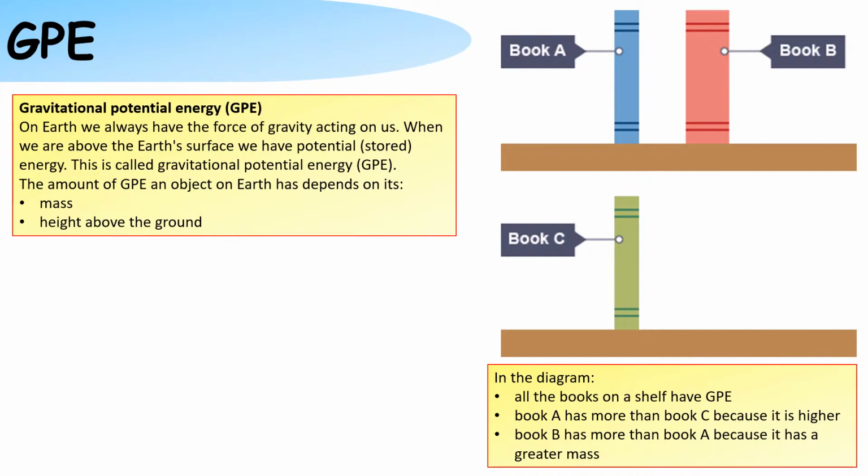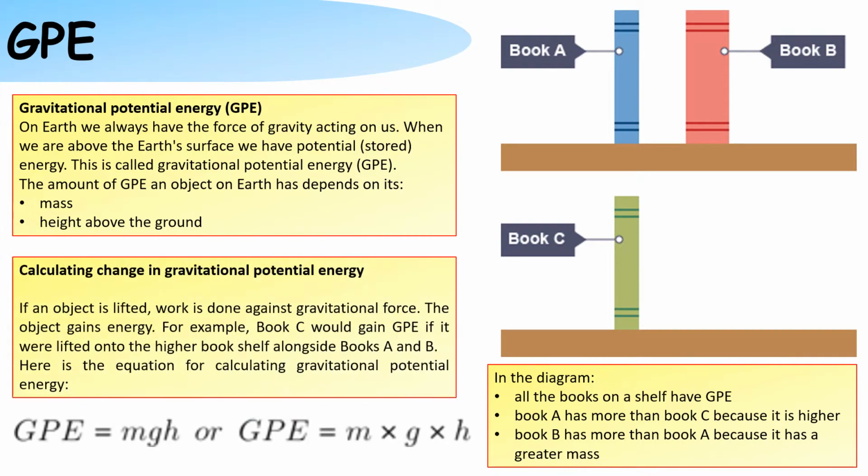The diagram above shows that all books on the shelf have gravitational potential energy. Book A has more than book C because it's higher. Book B has more than book A because it has a greater mass. The equation to work out gravitational potential energy is mass times gravity times height. On Earth, the gravitational field strength is always 10.